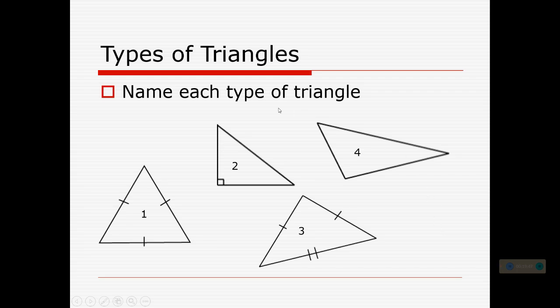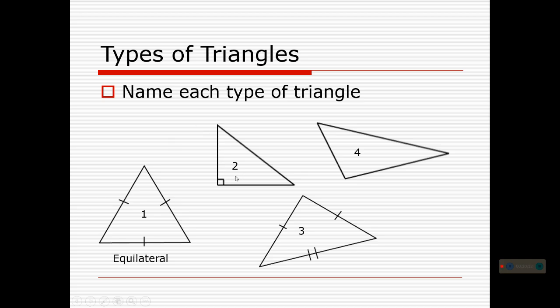I also have here the types of triangles. You are going to name each type of triangle, but let us just have this orally. As you have seen the tick marks, this will be your hint. So this will be equilateral, because you are given the hint that the sides have the same measure.